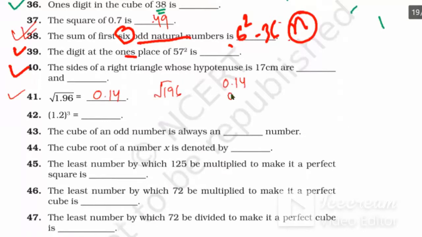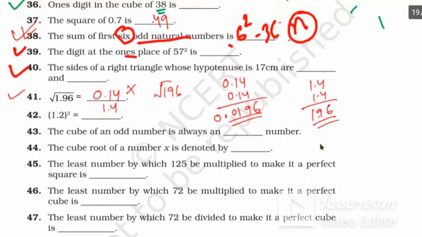If you multiply 0.14 with 0.14, what you will get? You will get 0.0196. Is it correct? No. Then it will be 1.4. If you multiply 1.4 with 1.4, you will get 1.96. Is it correct? Yes, sir.